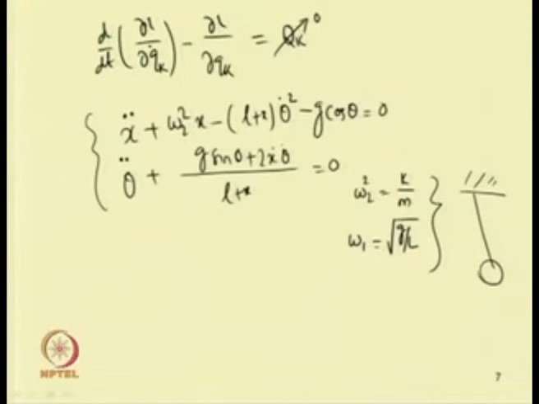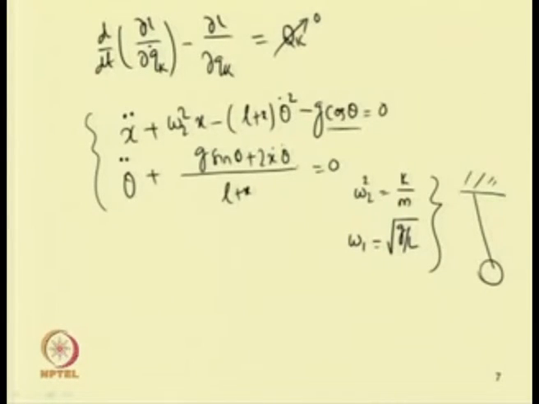In these two equations, these are the nonlinear terms, that is the terms containing theta dot square, and this cos theta term also we can expand if theta is not small. So, that is also a nonlinear term. Similarly, in the second equation, we have this sin theta term which is nonlinear, and the 2 x dot theta dot term is also a nonlinear term.